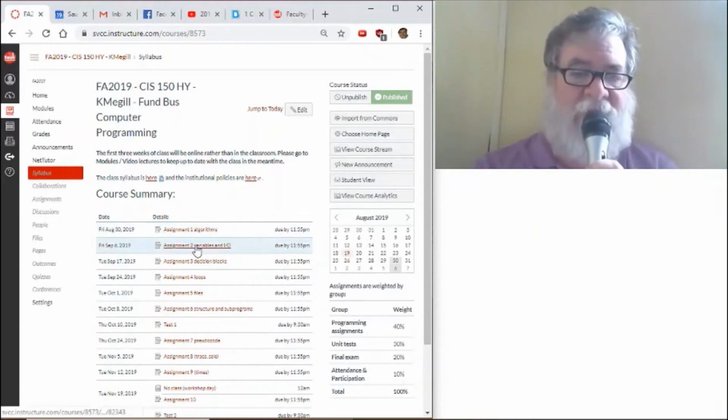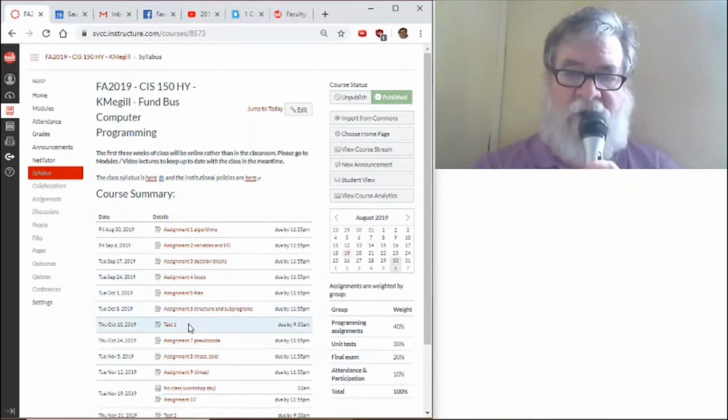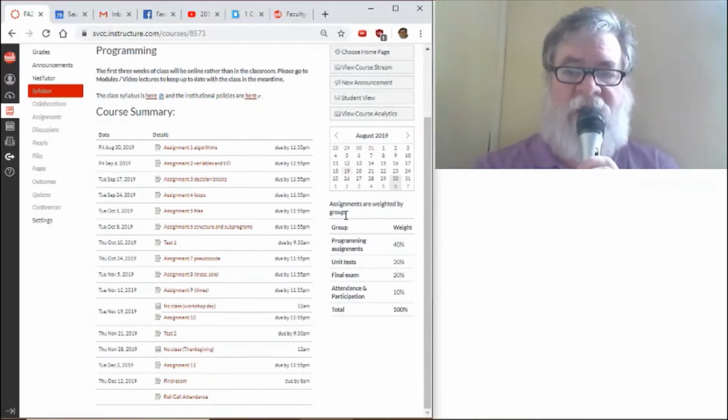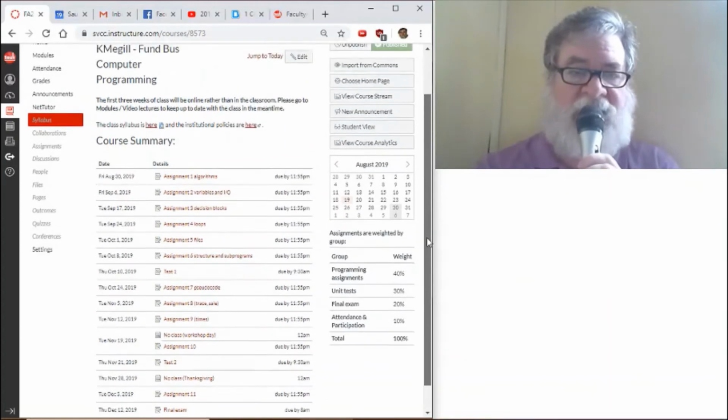That's a week and a half from now. Assignment 2 is due the Friday after that, and then assignment 3 is about a Tuesday a week and a half after that. And after that, they're about once per week. So that's the first thing to see. The second thing is, if you look on the right, down below they have the assignments. They have the breakdown of how the assignments are weighted in the final grade. So 40% programming assignments, 30% the tests, 20% the final exam, 10% attendance and participation, which adds up to 100.